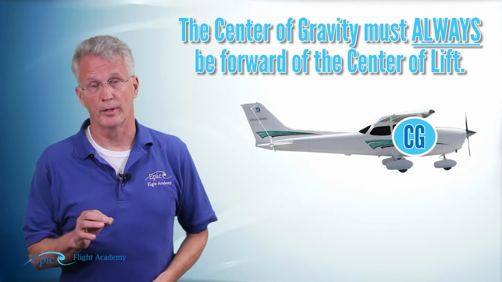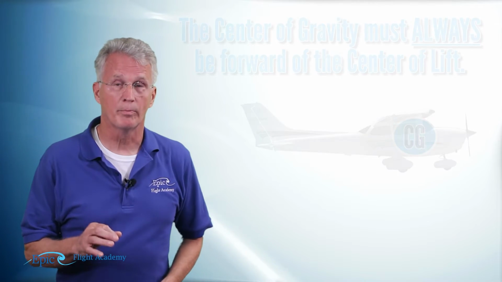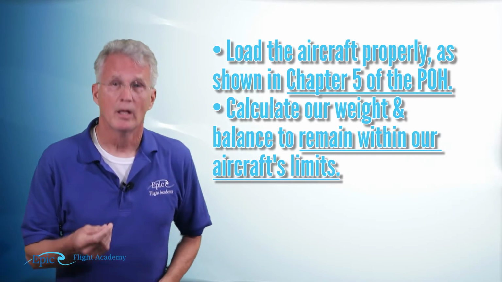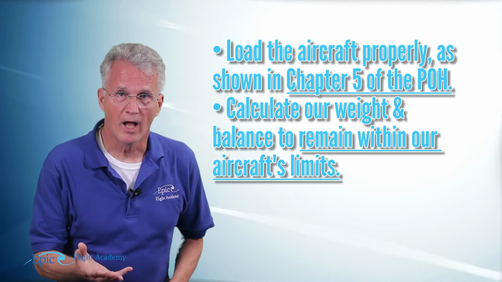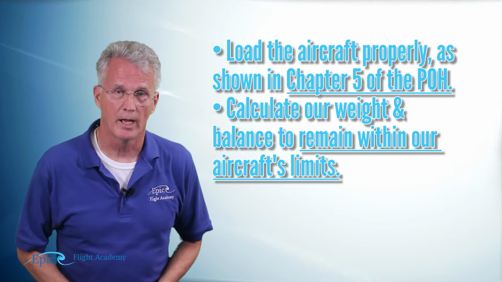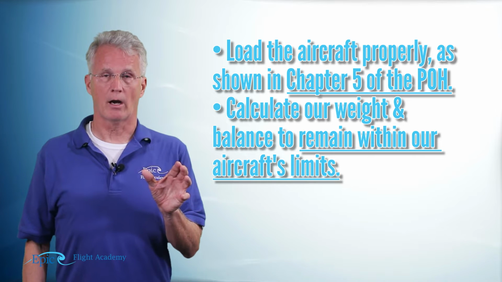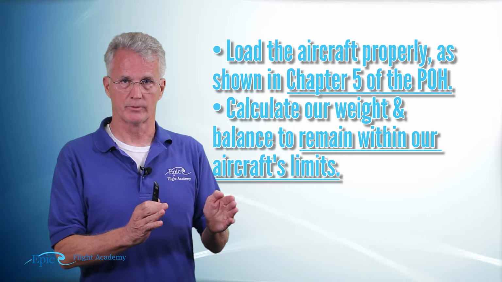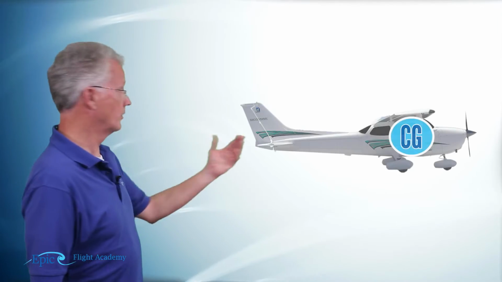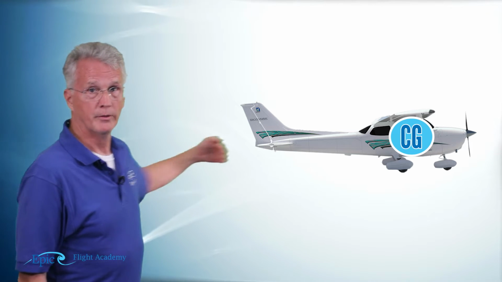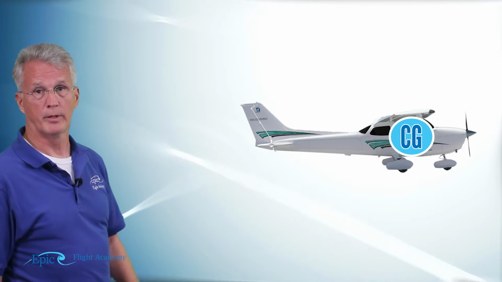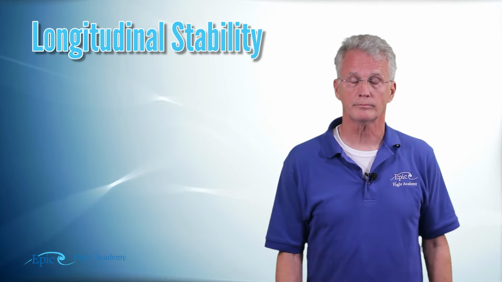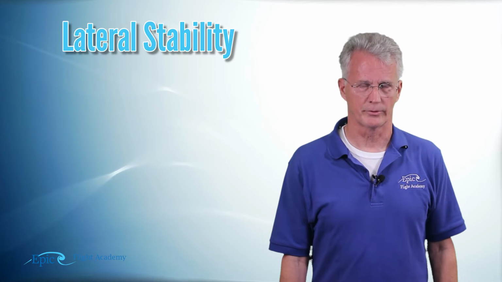When we load the airplane properly in accordance with Chapter 5 of our Pilot Operating Handbook, and we calculate our weight and balance to be within our weight and balance limits. If my weight and balance is within those limits, the CG will be forward of the center of pressure, the tail down force will balance, the airplane will be stable. Longitudinal stability. Now let's take a look at lateral stability.